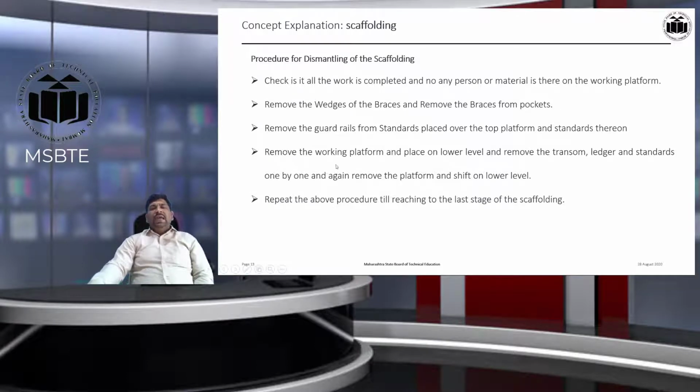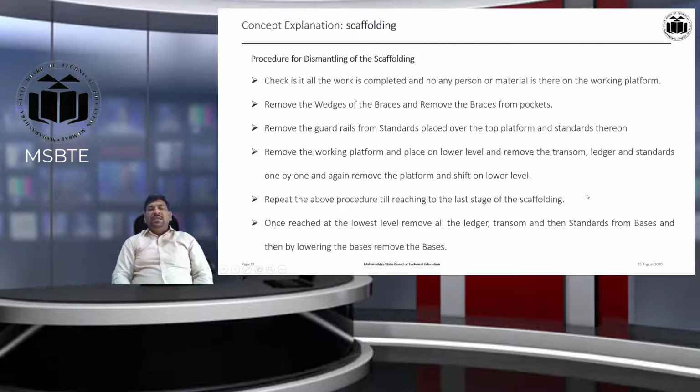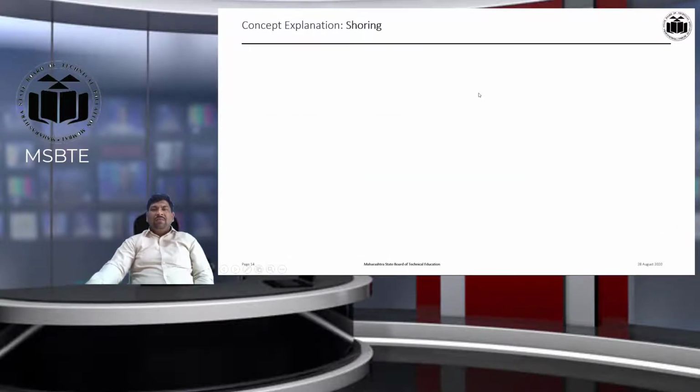So you can observe that whatever erection procedure was there, you are simply supposed to follow the reverse procedure in case of dismantling. Then repeat the above procedure till reaching the last stage of the scaffolding. Once you reach the lowest level, remove all the ledgers, transoms and then the standards from the bases, and then by lowering the bases, remove the bases. So this will be the complete procedure of dismantling of the scaffolding.